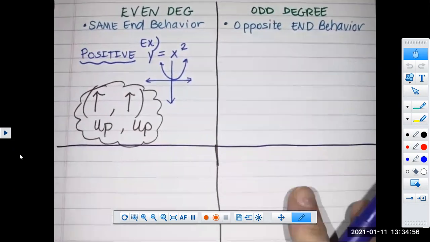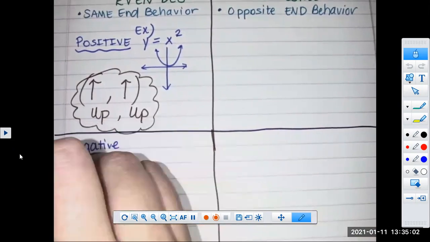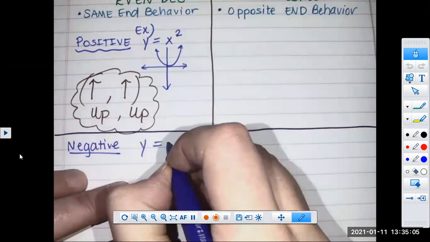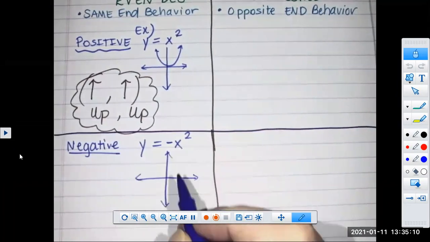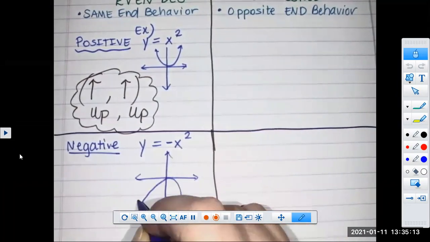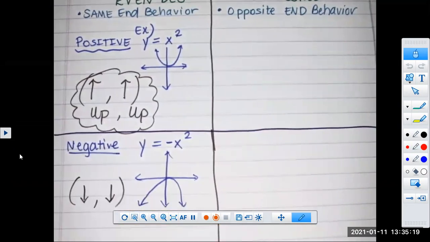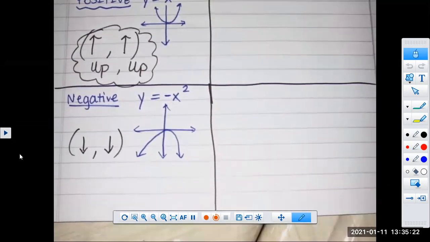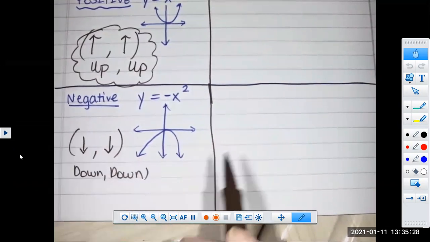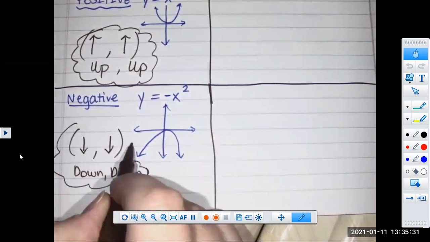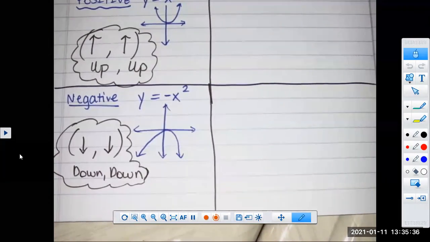Okay, what about if your leading coefficient is negative? What do you think your graph will do? It's even degree. Let's say I've got y equals negative x squared. Down. Good. It's going to flip your graph. So then it's going to go down on the left side and it will be down on the right side. Okay, does that part make a little bit more sense now that we've gone over it?